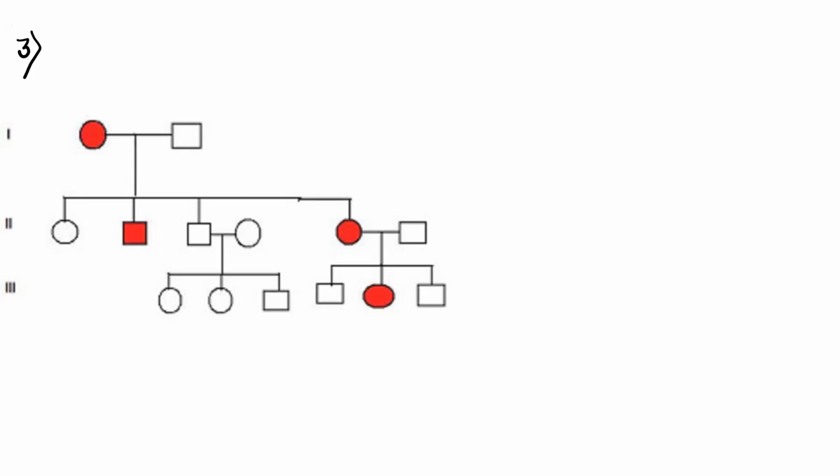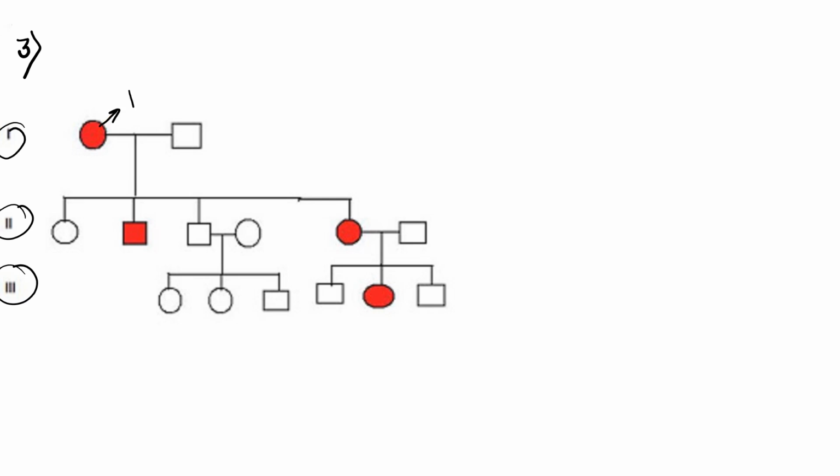Now third, naming of generations. Here already given first, second and third. So three generations. Second step, see whether there is skipping of generation or not. So here there is no skipping of generation. That means eliminate the autosomal recessive trait option.